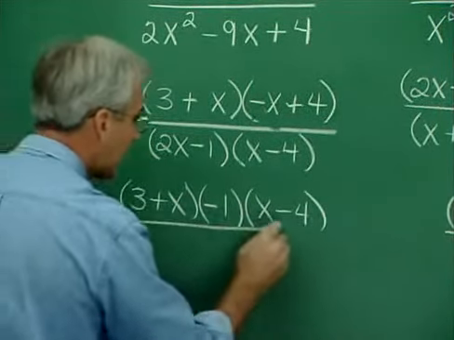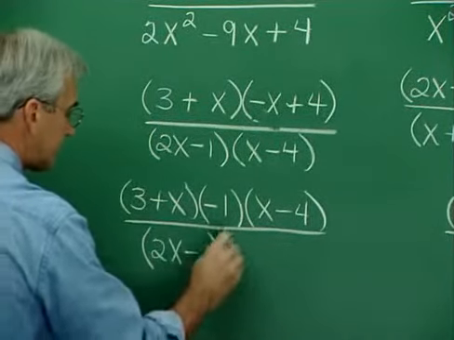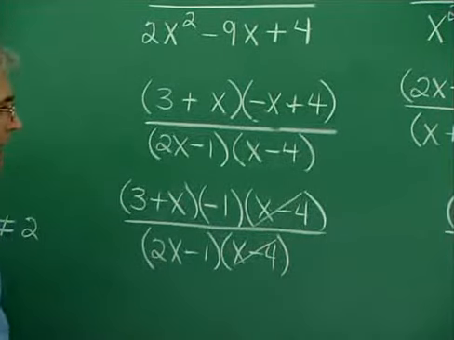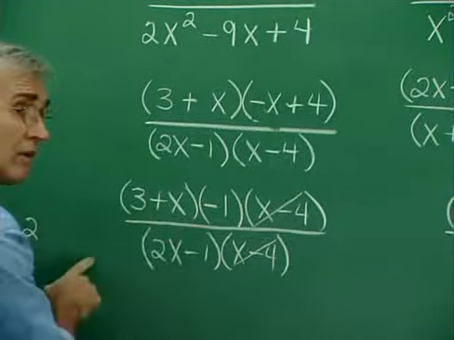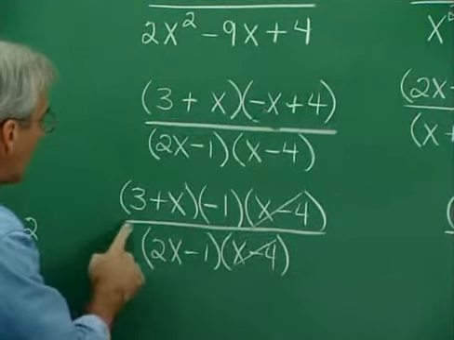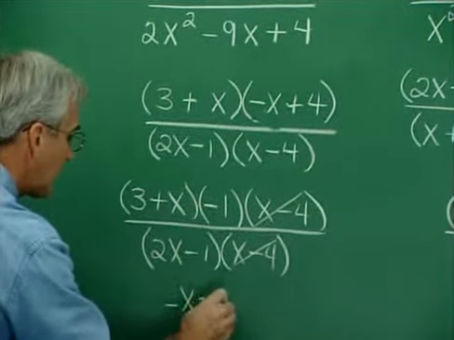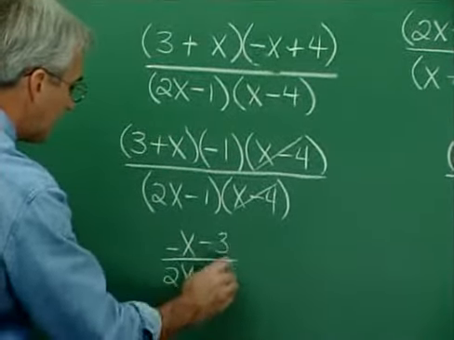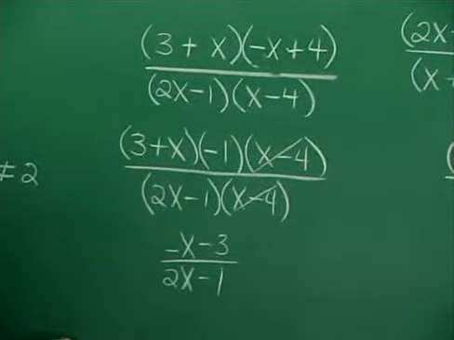And now I have the cancellation opportunity that I was looking for. So these can go out. And now this -1 can multiply throughout this other factor. So I'll have minus 3 minus x, or minus x minus 3 like this. And in the denominator, I have 2x minus 1. Now, you can leave it in factored form if you want to. That's probably still not incorrect.